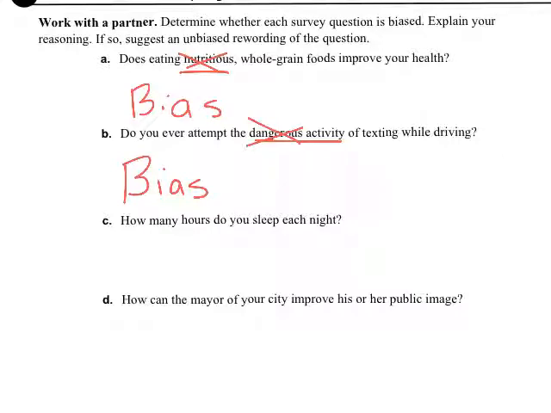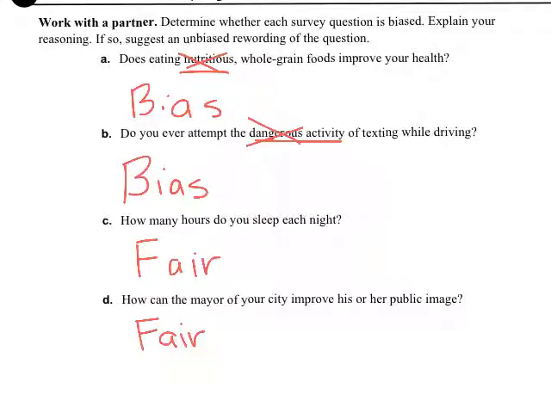C says, how many hours do you sleep each night? There's nothing biased about that question, right? It's a nice, straightforward question that is fair. And then D says, how can the mayor of your city improve his or her public image? Again, it doesn't bash the mayor. Everybody can always improve their public image, no matter how good or bad they are. So it's just a very simple question. How do you think they can do it? Okay, so that's another fair question.